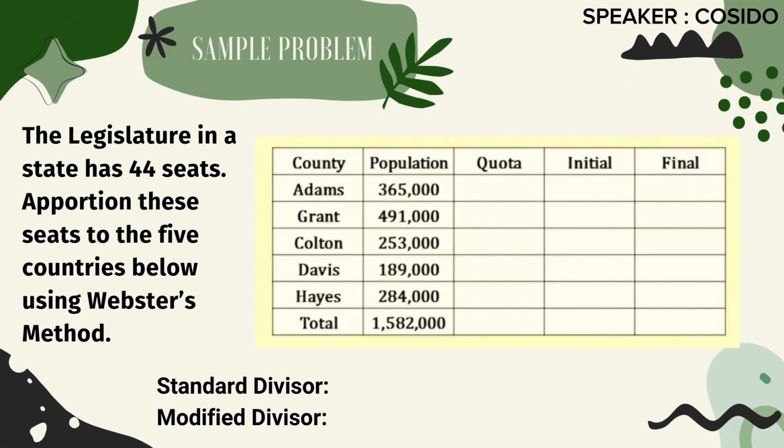So here is the sample problem. The legislature in a state has 44 seats. Apportion these seats to the 5 counties below using Webster method. In order to get the standard divisor, we need to total all population, then divide it by 44, which is the number of seats.